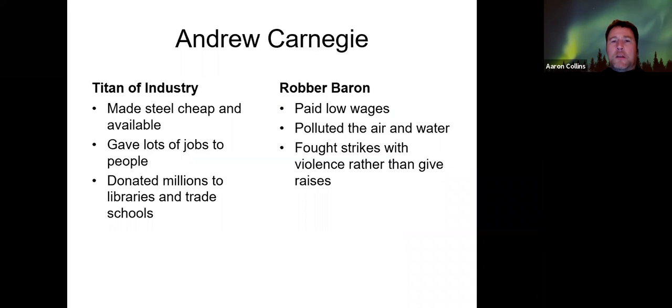Okay. So this is a lot about Andrew Carnegie. I don't think you want to write all this down, but on the left, it shows a lot of good stuff that Carnegie did. He made steel cheap and available, and that's a big deal. He gave lots of jobs to lots of people. That's a good thing. He donated millions of dollars to libraries and trade schools and things like that. I mean, so he wasn't all bad. He was a good guy.